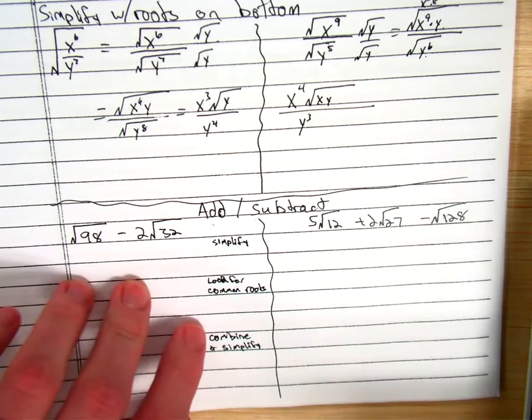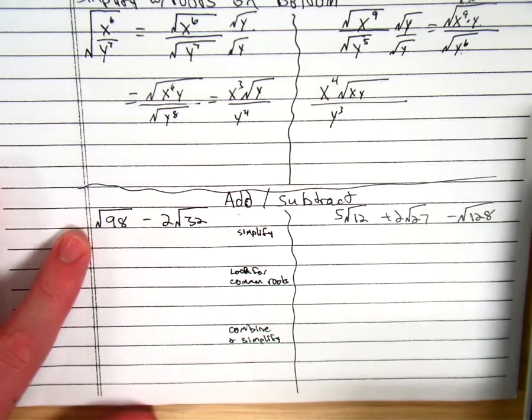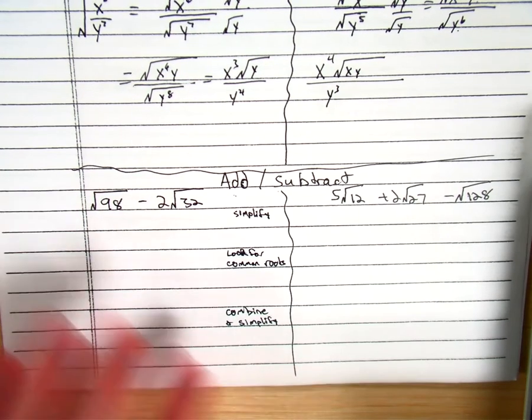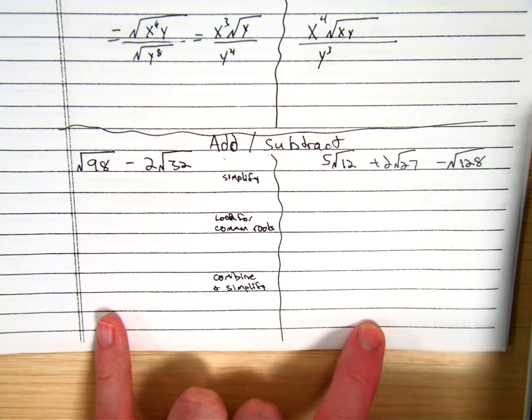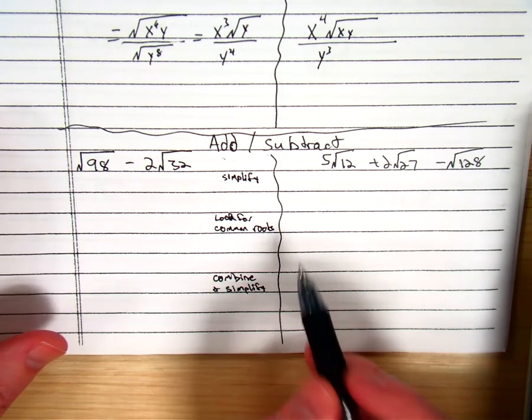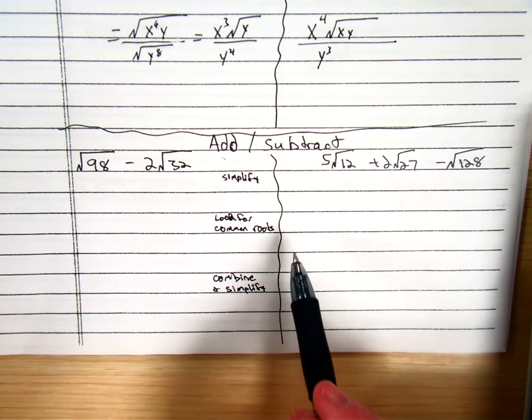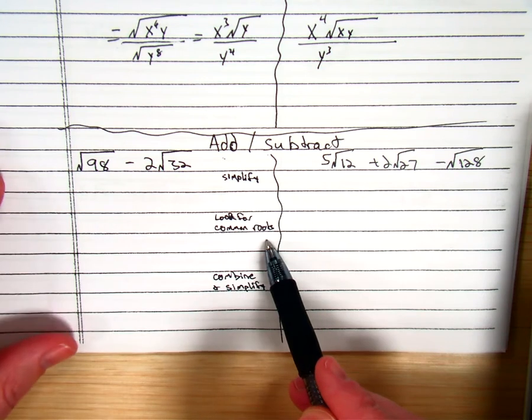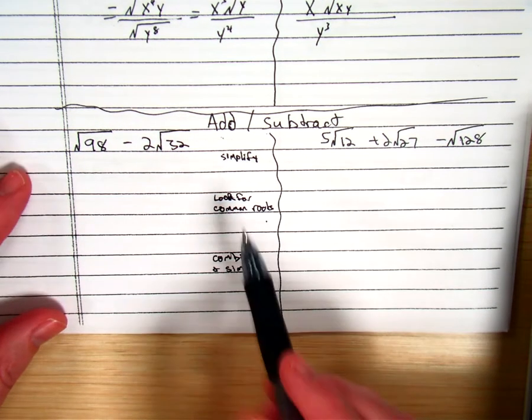All right, one more type of problem for today. Well, we might do a couple more. Okay. Adding and subtracting with radicals. All right, we're going to reduce these as much as possible. Then we're going to look for common roots, and then we're going to combine and simplify.